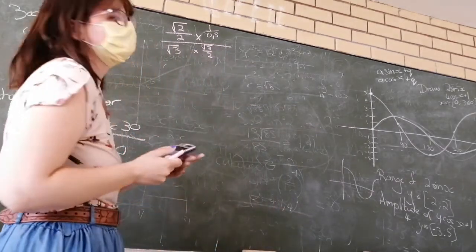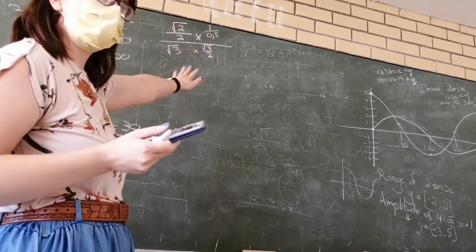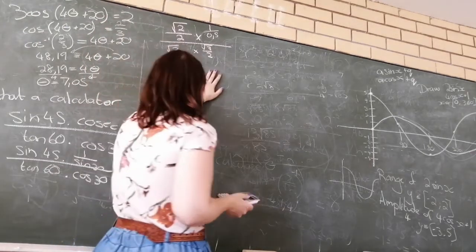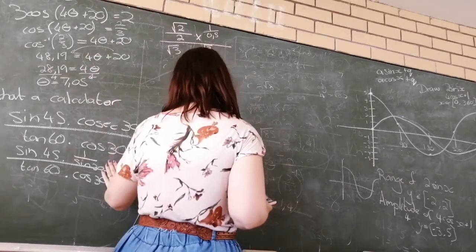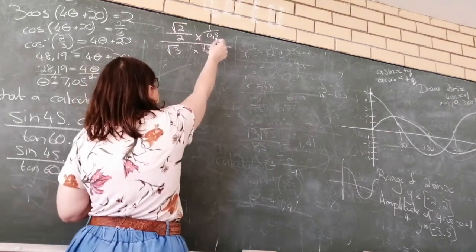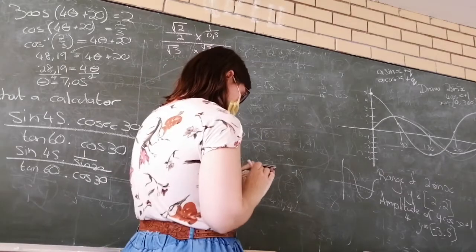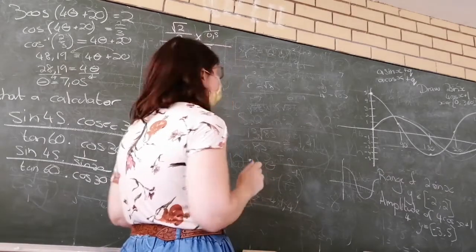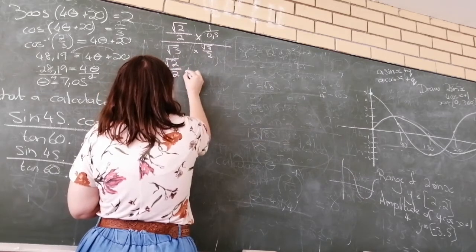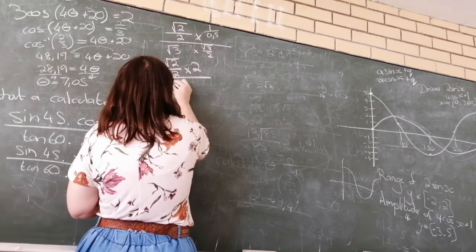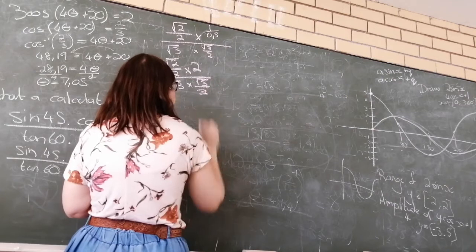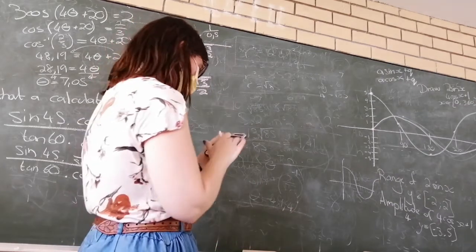Do you see how I have used my calculator for this question, but I haven't just plugged the whole thing into my calculator? I've done each step. First I converted my cosec to 1 over sine 30. What's 1 over a half? It gives me 2. So I've got root 2 over 2 times 2 over root 3 times root 3 over 2.